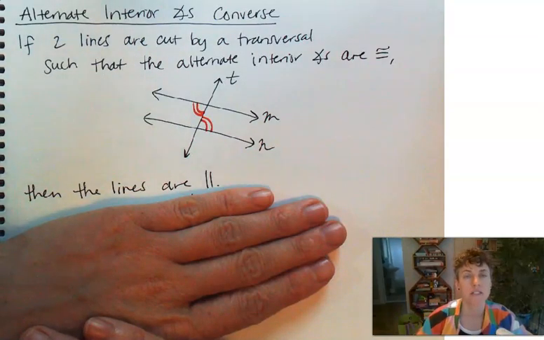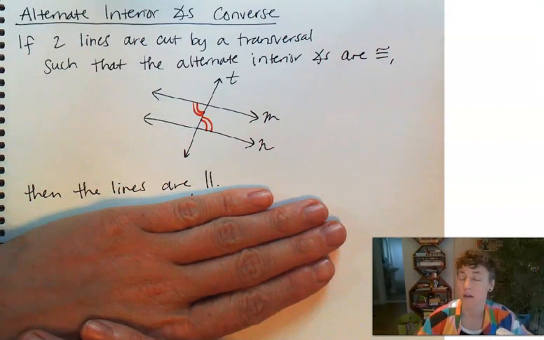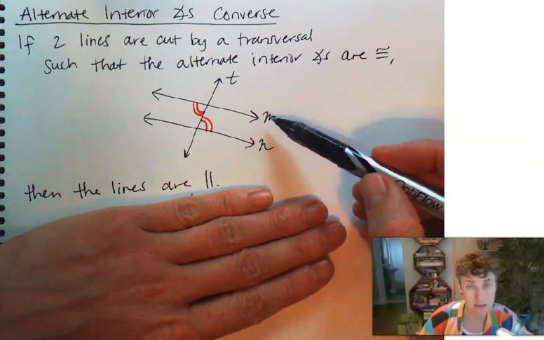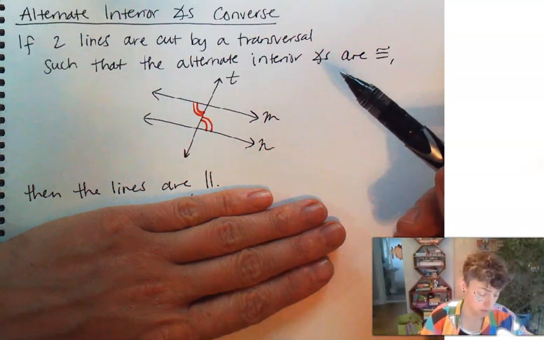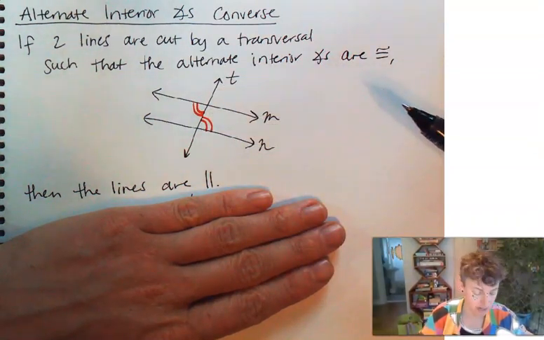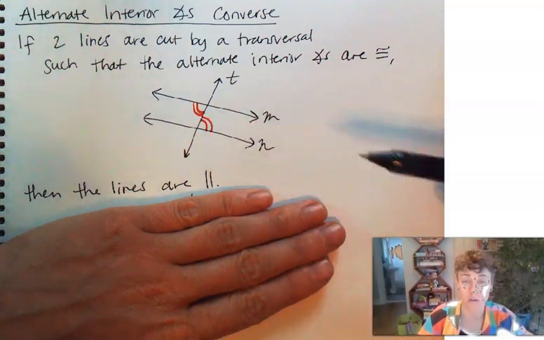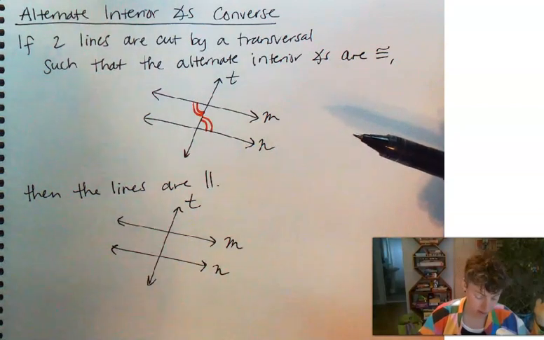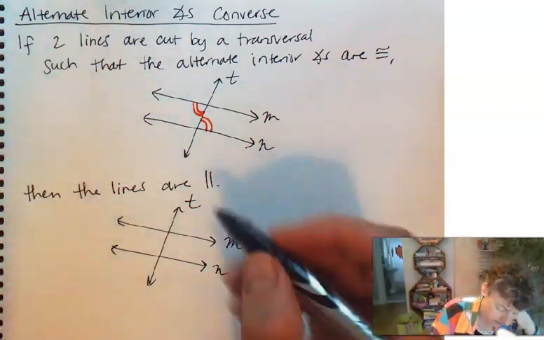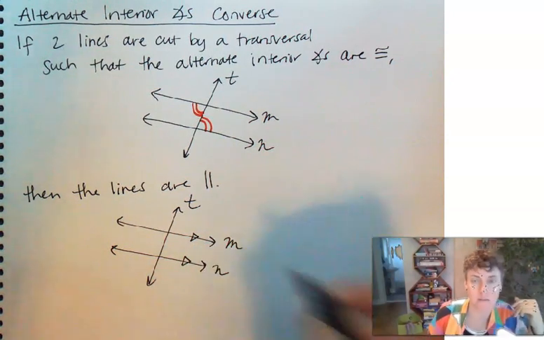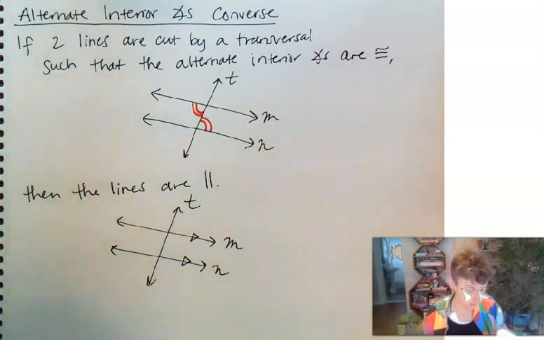Now here's our alternate interior angles converse. Very similar to the last two. If two lines, like line M and line N, are cut by a transversal, line T, such that the alternate interior angles are congruent, then those lines are parallel. M is then parallel to N. So we can put our little congruent marks. I mean, not congruent marks, parallel marks. The arrows mean they're parallel.